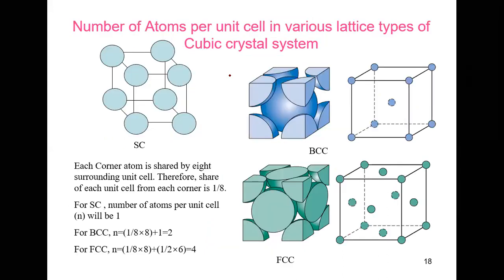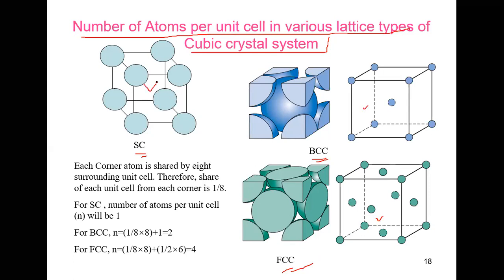Okay. Now we are going to find out the number of atoms per unit cell in various space lattices in cubic crystal systems. So how many space lattices are there in the cubic crystal system? In the cubic crystal system, there are 3 space lattices: simple cubic, as we have studied earlier, body centered cubic, and face centered cubic. So this is the typical unit cell.